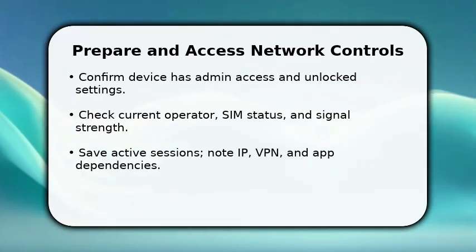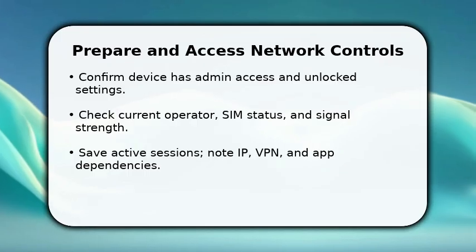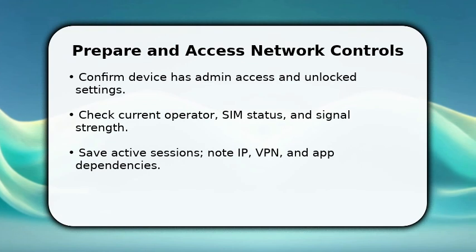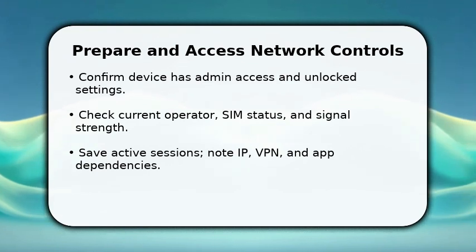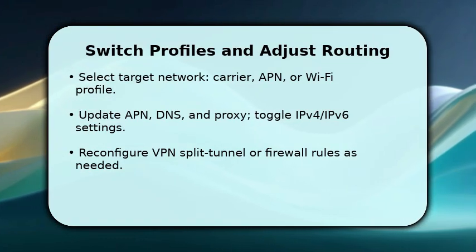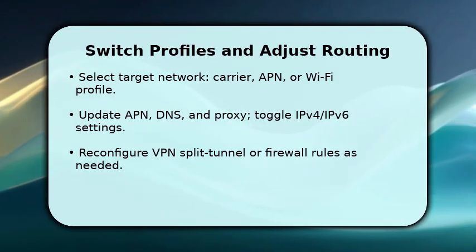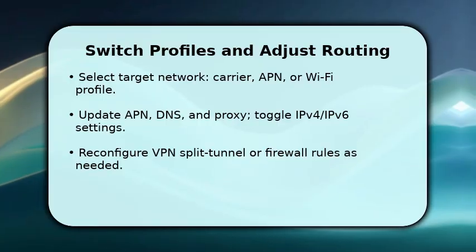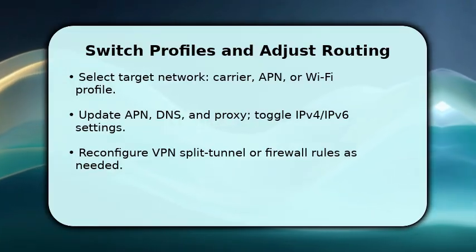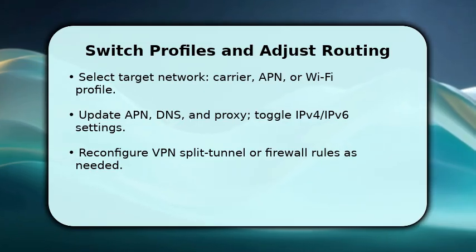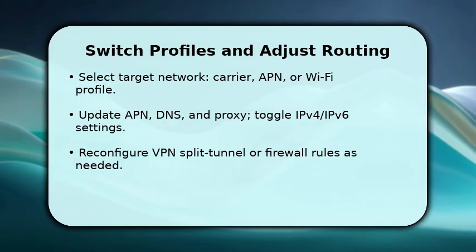This avoids surprise disconnects. Now open network settings and locate the mobile or Wi-Fi panel. We move immediately to change modes and profiles. You now select the target profile, a new carrier, APN, or Wi-Fi SSID, and apply it. As you switch, update APN and DNS to match the network's requirements and set proxy or VPN rules so traffic flows correctly. This prevents captive portal deadlocks.